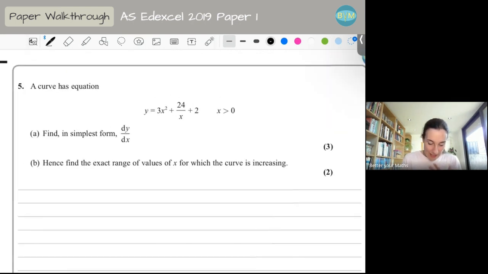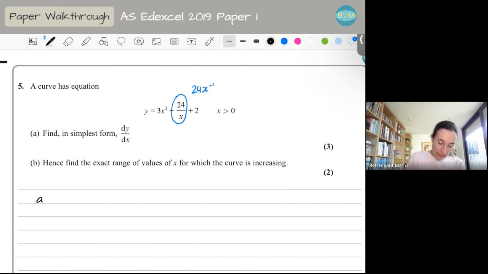This one: the curve has an equation, and we have to find, in the simplest form, dy by dx. Again, like with integration, every time you have an x in the denominator or a square root, it's quite helpful to write it in the numerator. We really want to have x to the power of something because that's what we know how to differentiate or how to integrate. So we are going to write this as 24x to the power of minus 1. That's going to be helpful.